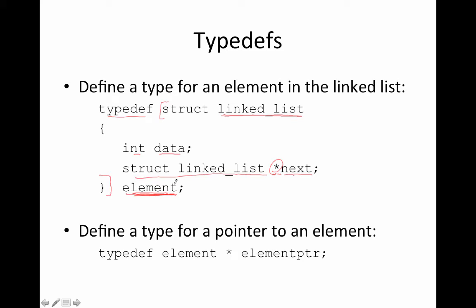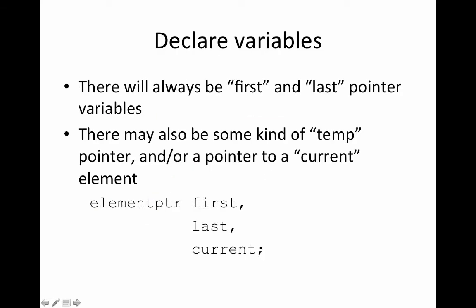So since everything points to structures of the type element, it's also useful to have a typedef to redefine a pointer to an element as a name. In this case, I called it element PTR, short for element pointer. So it's very useful to have both of those typedefs. So then to declare variables, once we have the types, I've got my type element pointer. I can use that to declare a first pointer to point to the first element in the linked list, a last pointer to point to the last element in the linked list, and frequently we're going to have some other pointer that points somewhere in the linked list to what we call a current element.